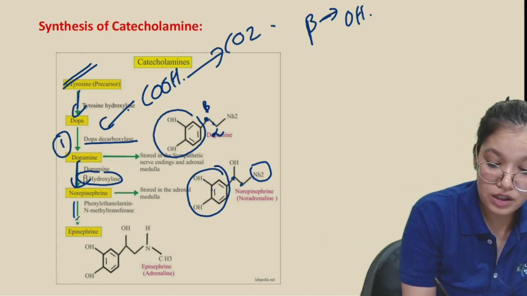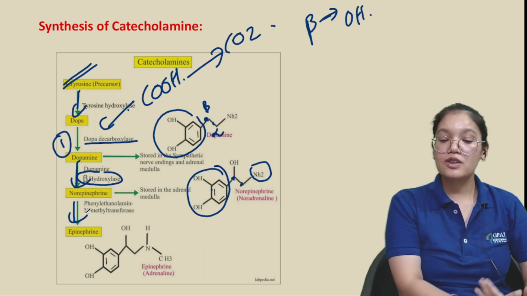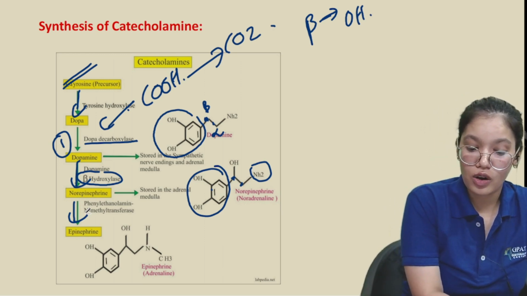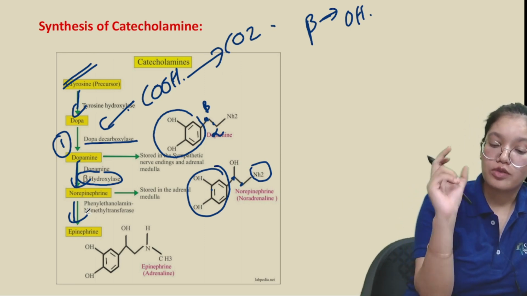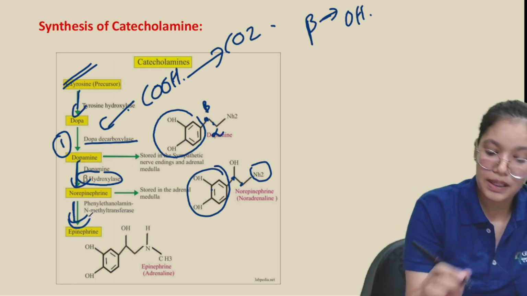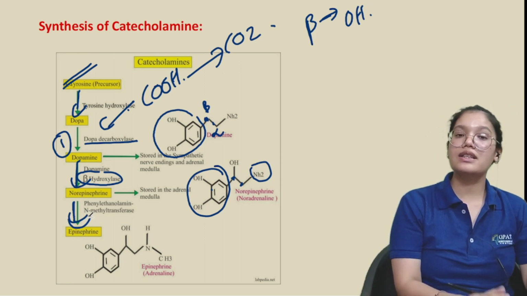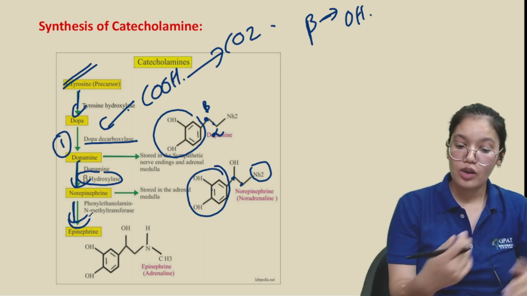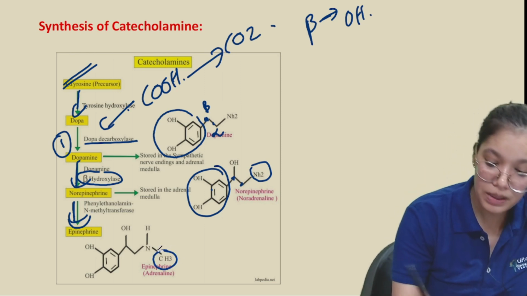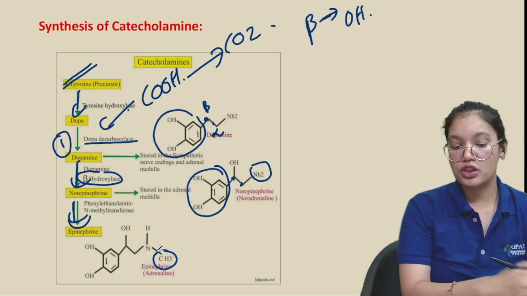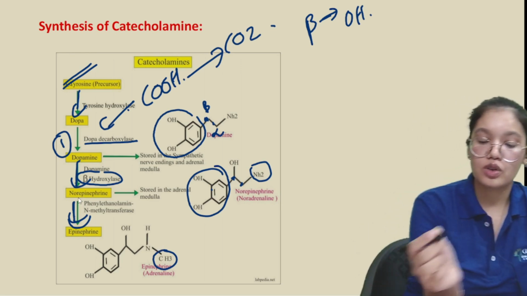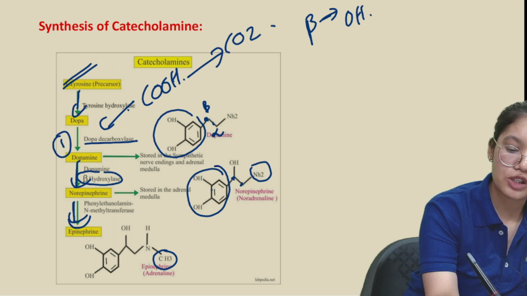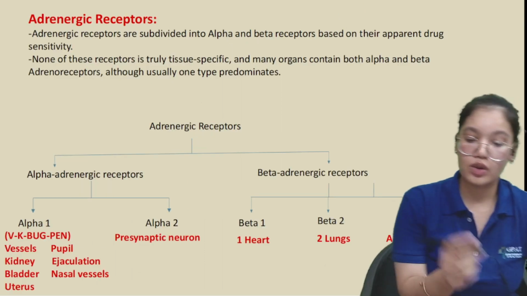Then further, this norepinephrine, in the presence of an enzyme phenylethanolamine N-methyltransferase, forms epinephrine. This particular enzyme allows the addition of a methyl group to the N position of norepinephrine to form epinephrine. So this was all about the formation, or the synthesis, of the catecholamines.